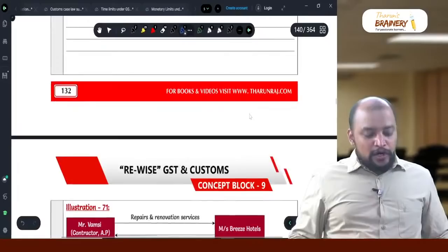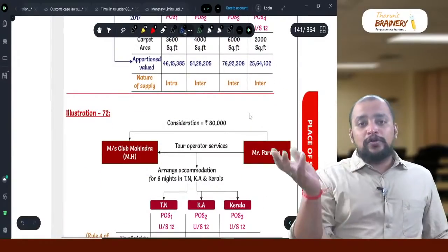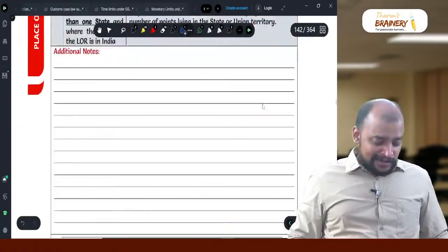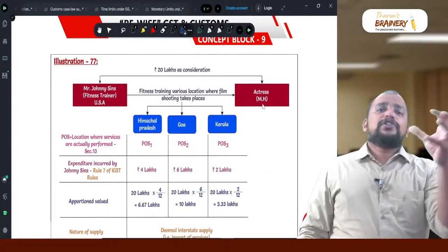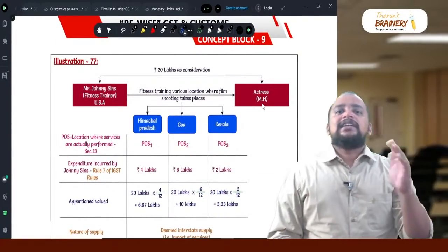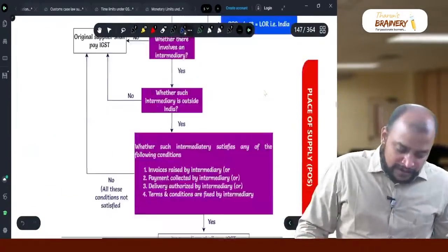And then on rules, apportionment. On rules also they may be asking a question. But that will be easy, just revise what the basis of apportionment is in case of place of supply for that rules.